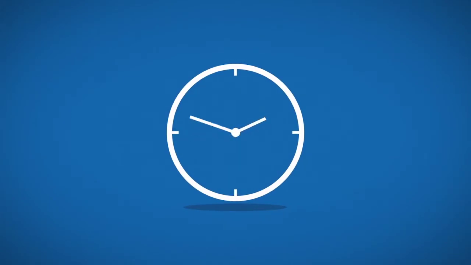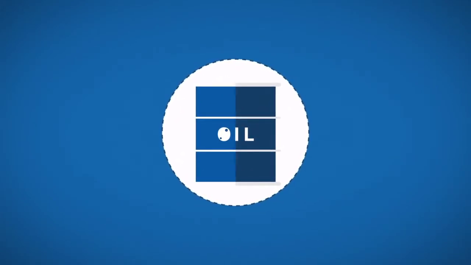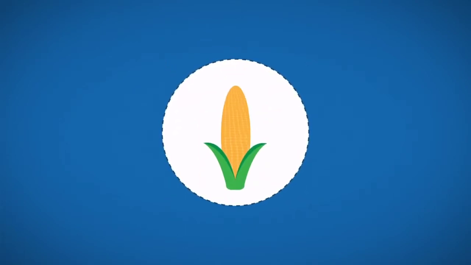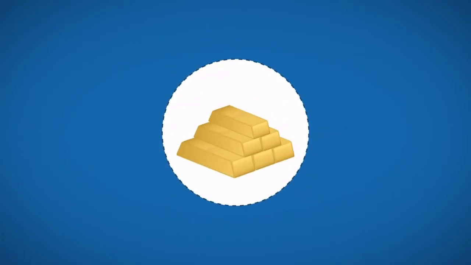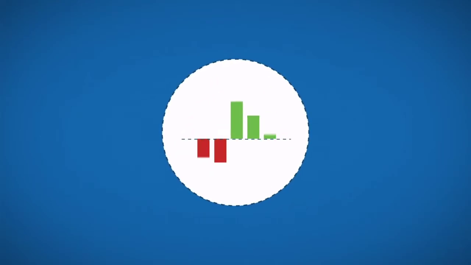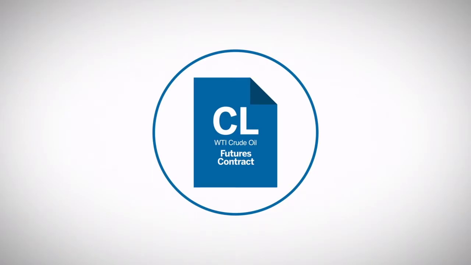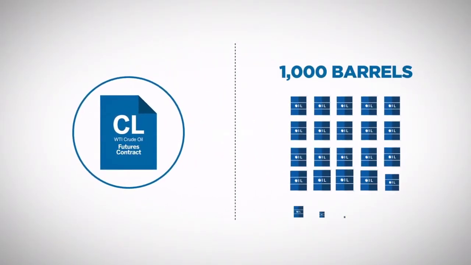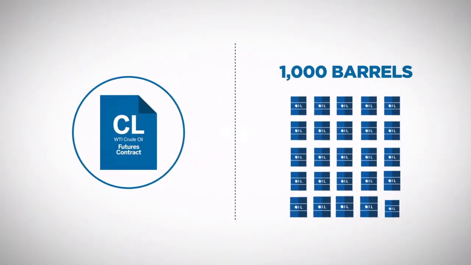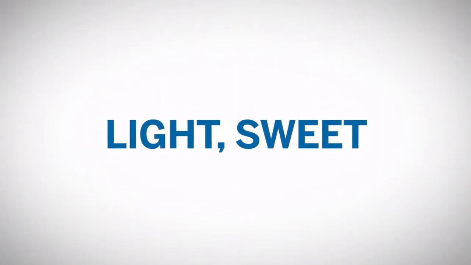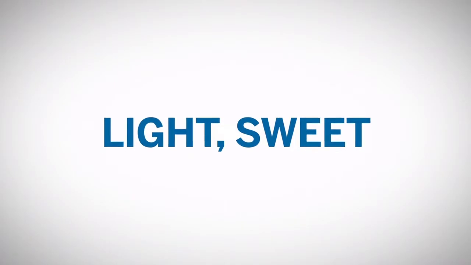time in the future. This asset can be a physical commodity like crude oil or a financial product like a foreign currency. When the asset is a physical commodity, to ensure quality, the exchange stipulates the acceptable grades of the commodity. For example, CME Group's WTI crude oil contract is for 1,000 barrels of a grade of crude oil known as light sweet, which refers to the amount of hydrogen sulfide and carbon dioxide the crude oil contains.